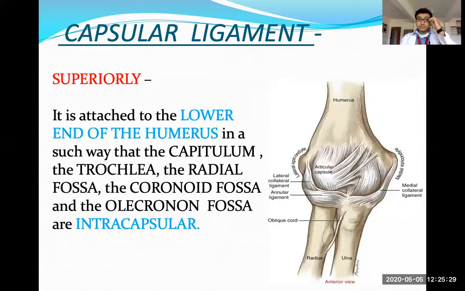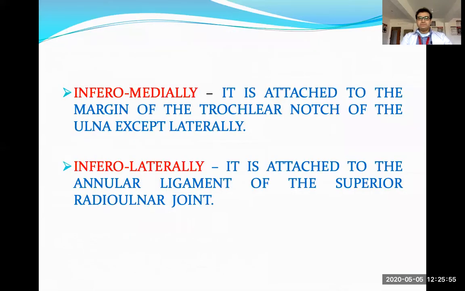Now come to the capsular ligament. जैसे name suggest है, capsular means एक capsule form में रहेगा. So superiorly it is attached to the lower end of the humerus in such a way that capitulum, the trochlea, the radial fossa, coronoid fossa and the olecranon fossa are intracapsular. ये सारे structures capsules के अंदर होगा. That's why intracapsular. Now inferomedially it is attached to the margin of the trochlear notch of the ulna except laterally. अब laterally क्या होगा attach इसका? It is attached to the annular ligament of the superior radioulnar joint.